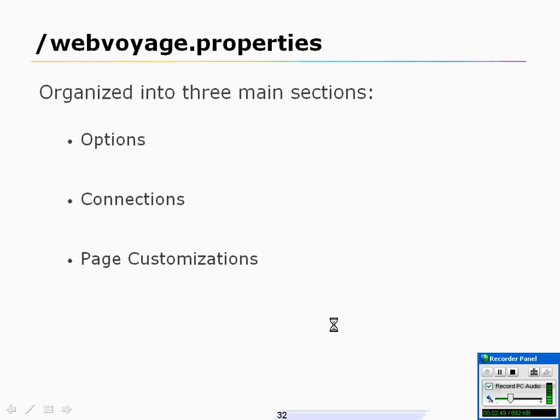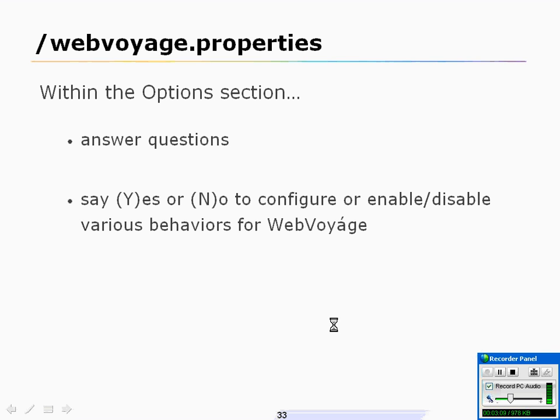You'll also notice that there are some things not in it that you might have expected if it was an exact translation. And there are a couple of times where you'll see in a file, this used to be in the opac.ini in WebVoyage Classic, no longer there, things like that. So in the options section, basically we're answering some questions. We say yes or no to configure behavior or enable or disable the behavior and make it part of what's going on in that particular instance of WebVoyage.